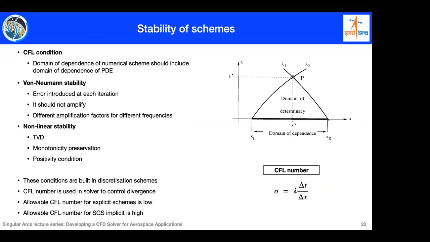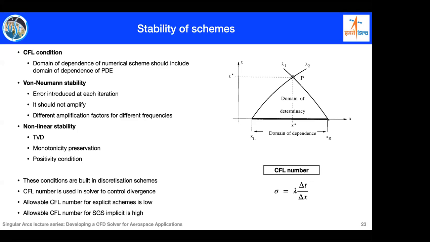Now, what I told earlier, that the influence of different types of cells is considered in updating the solution, is in a way related to a CFL condition, which says that the domain of dependence of the numerical scheme should include the domain of dependence of the PDE. That means the solution at time t plus delta t of the PDE will depend on a certain region around your x point.